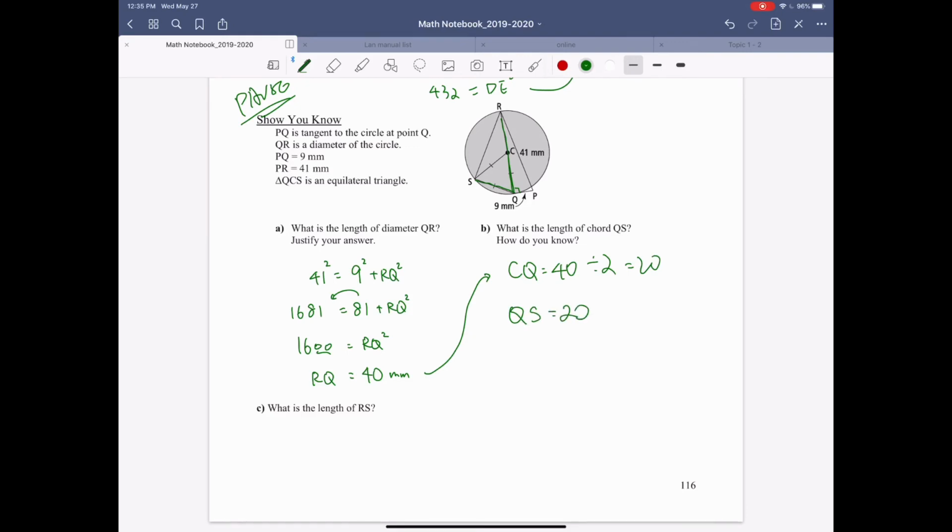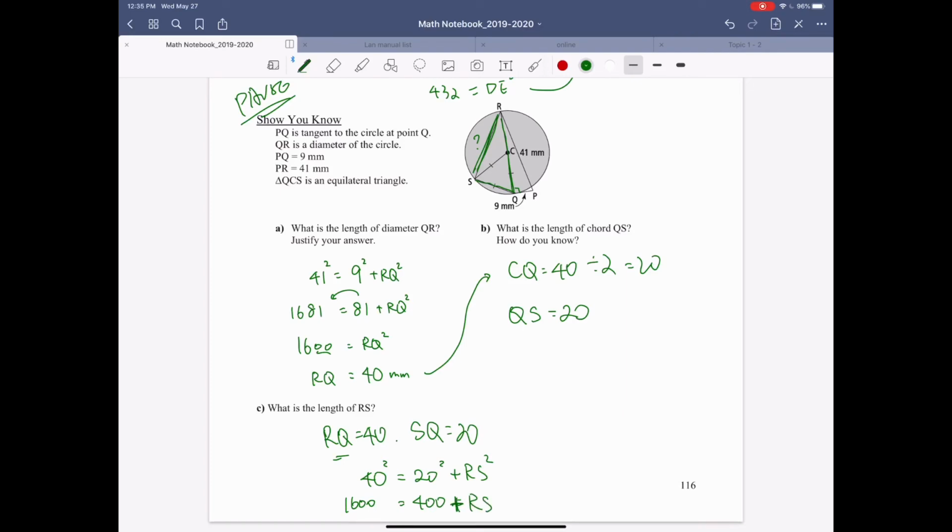What's the length of RS? Length of RS here. Okay, we know RQ is 40. We know SQ is 20 from the previous two questions, and we want to know RS. RS is just Pythagorean theorem again. So RQ, which is this one, is the hypotenuse. This one's by itself on the other side, and then RS squared. Okay, we just have to solve it.